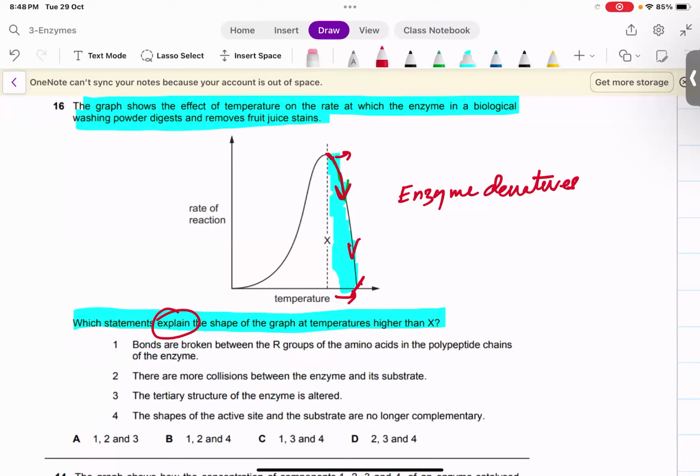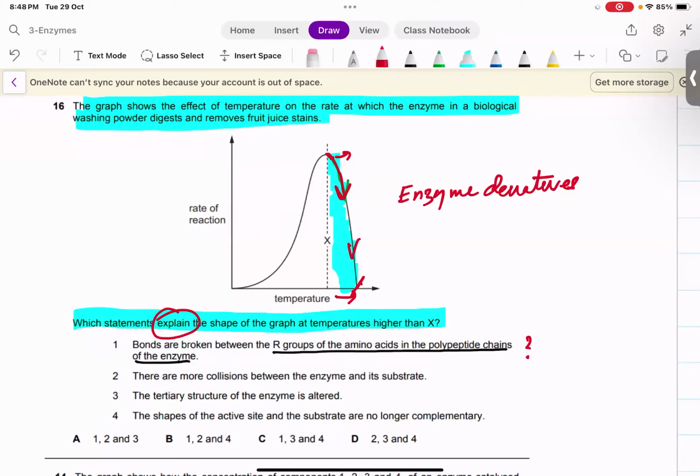So let's see. We have bonds between the R groups of the amino acids in the polypeptide chains of the enzymes being broken down, yes, maybe when you increase the temperature. We'll discuss this point later.